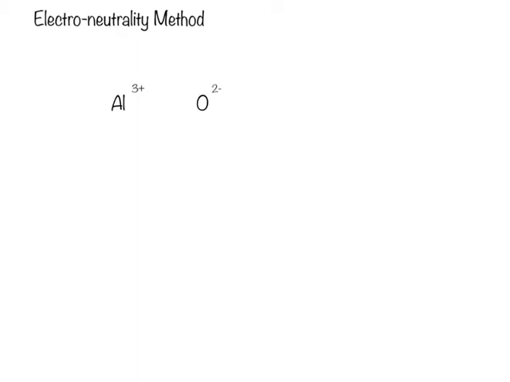Alright, the second method we're going to use is the electroneutrality method. This is making sure that we don't have any excess positive or negative charge in our formulas. Really, what it comes down to is we're looking for the least common multiple of 2 and 3 in this case. Aluminum with a 3 plus, oxygen with a 2 minus. That least common multiple is going to be our smallest amount of charge that we can have inside our formula.